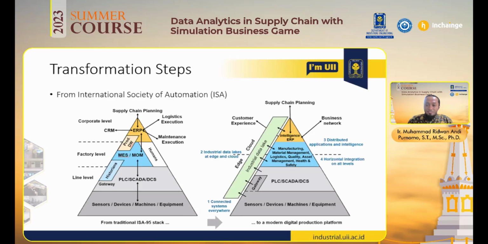And we understand, if you want to implement data analytics, then sometimes you need to share this data with another party. So the data can be stored in the cloud in order to allow the other party to access it. Okay, this is some step about the automation in the production shop floor.